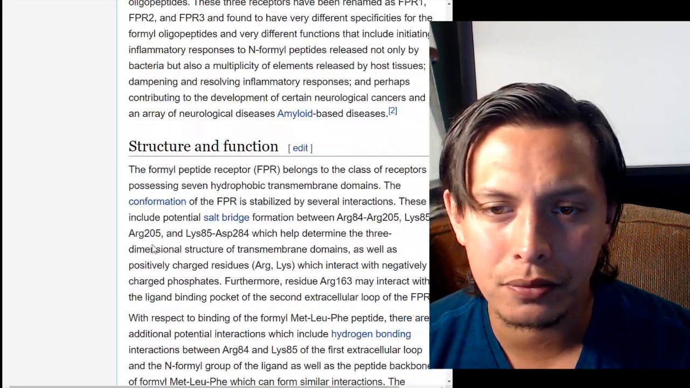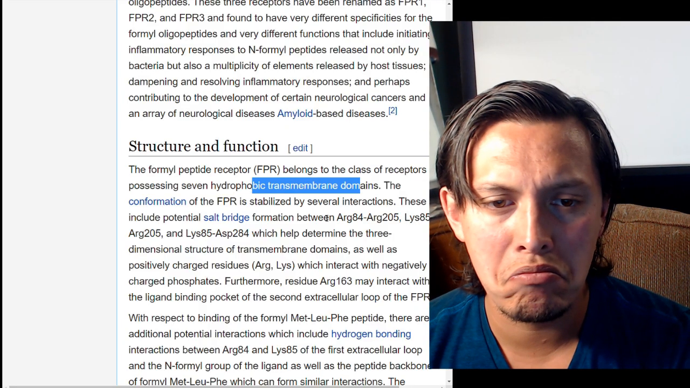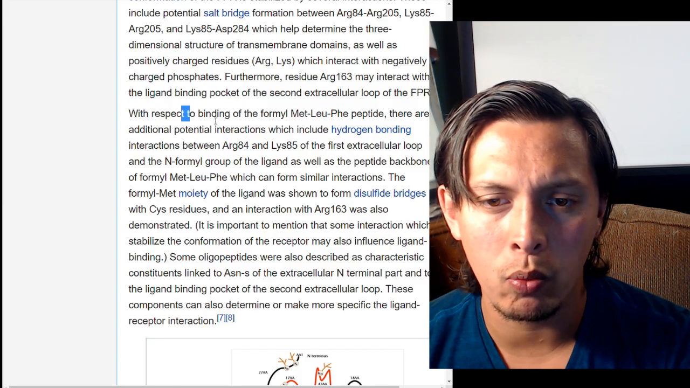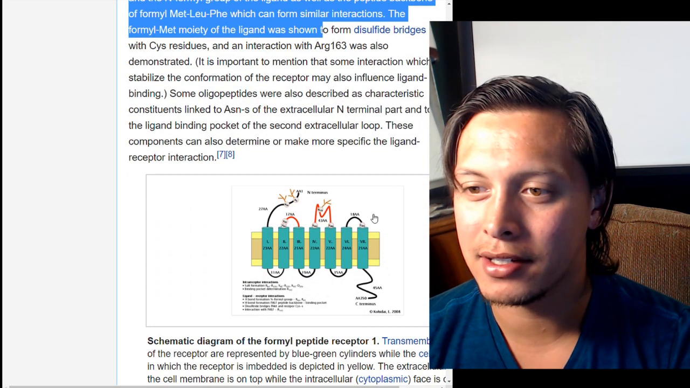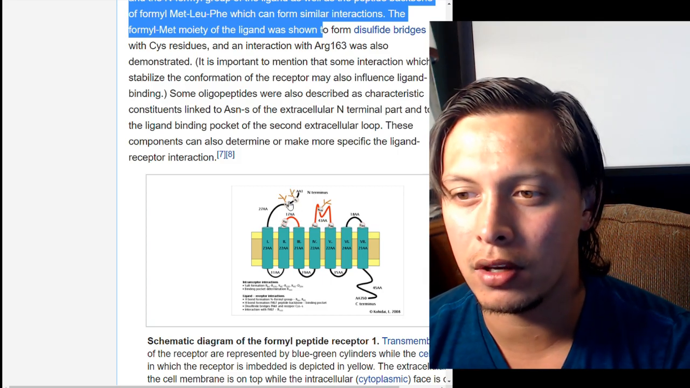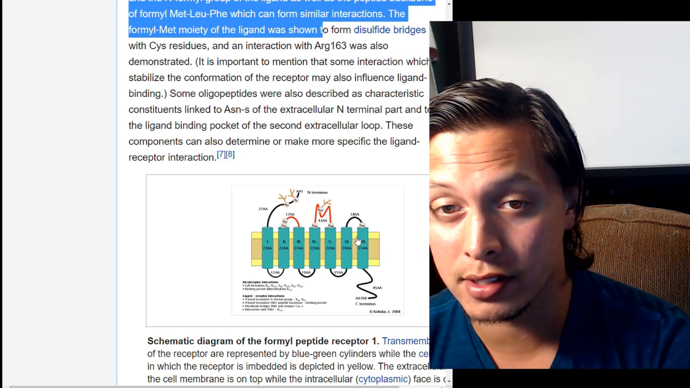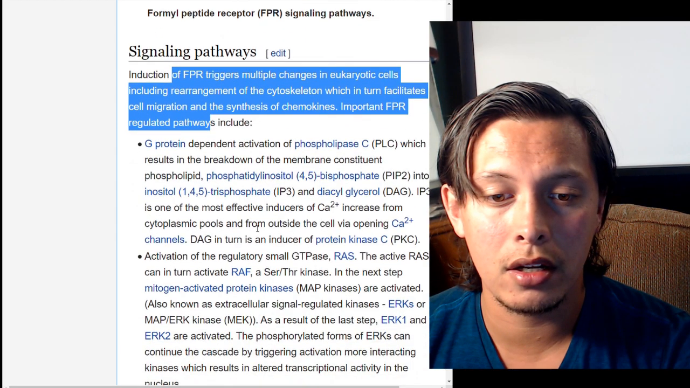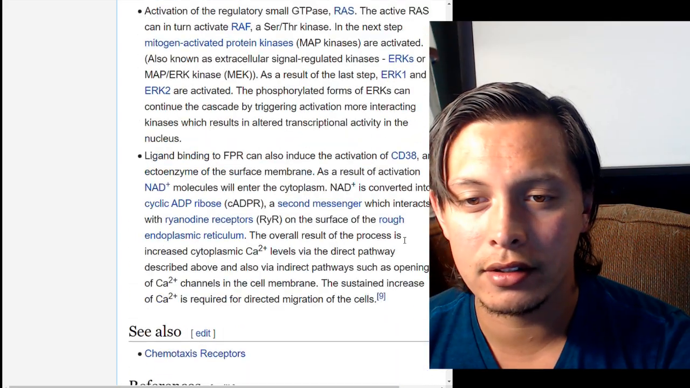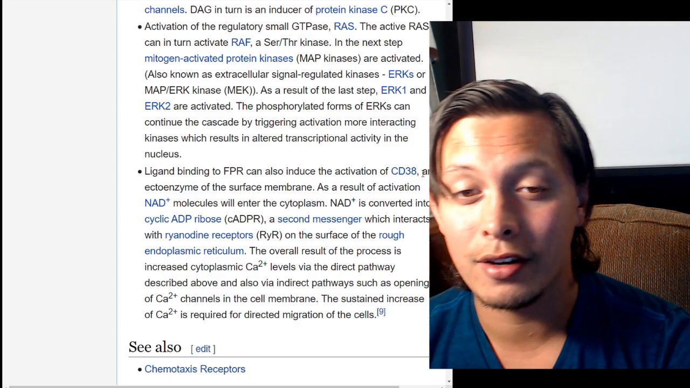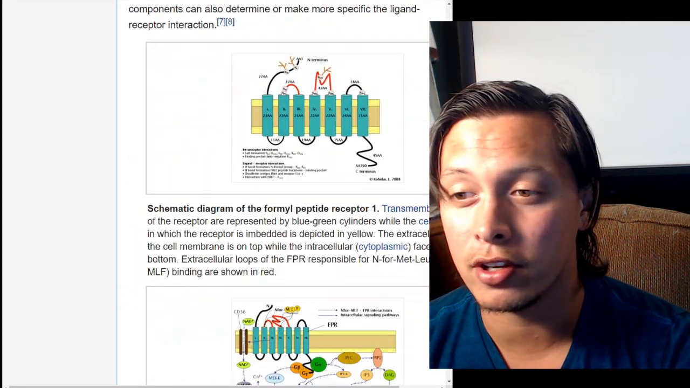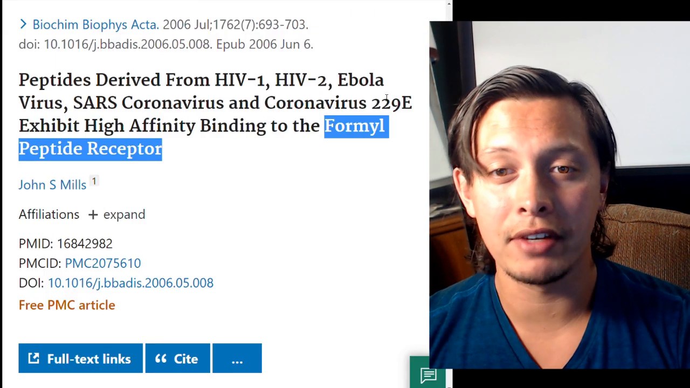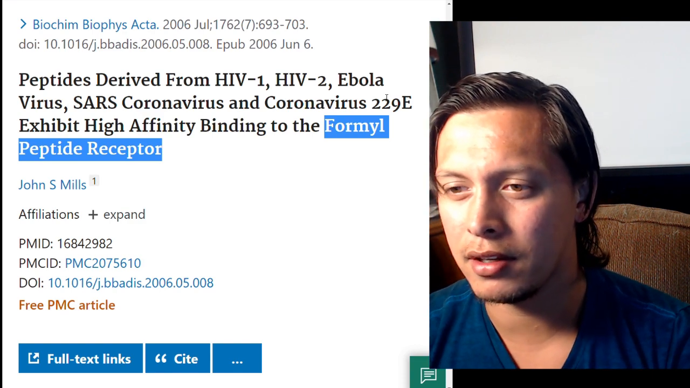Let's look at the function real quick. But what does it do? So keep in mind, this is a receptor that goes through the cellular membrane, so it's not free floating, it's stuck to the cellular membrane. So what it sounds like, to a degree, I can't think this fast. What it sounds like is that this peptide interacts strongly with this particular receptor, and this receptor is important in having cells move. And then it also has something to do with the sense of smell.